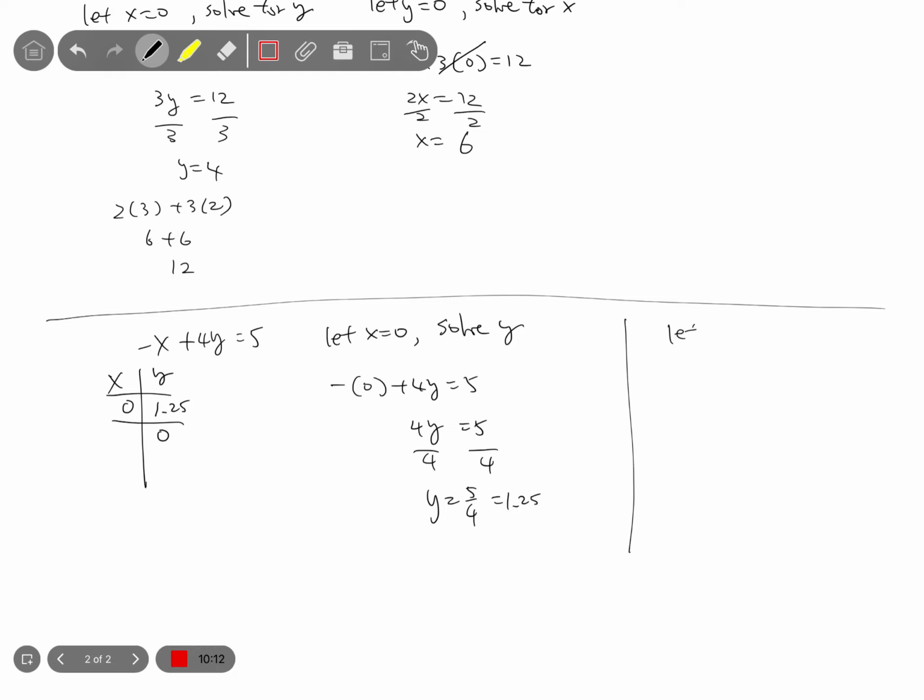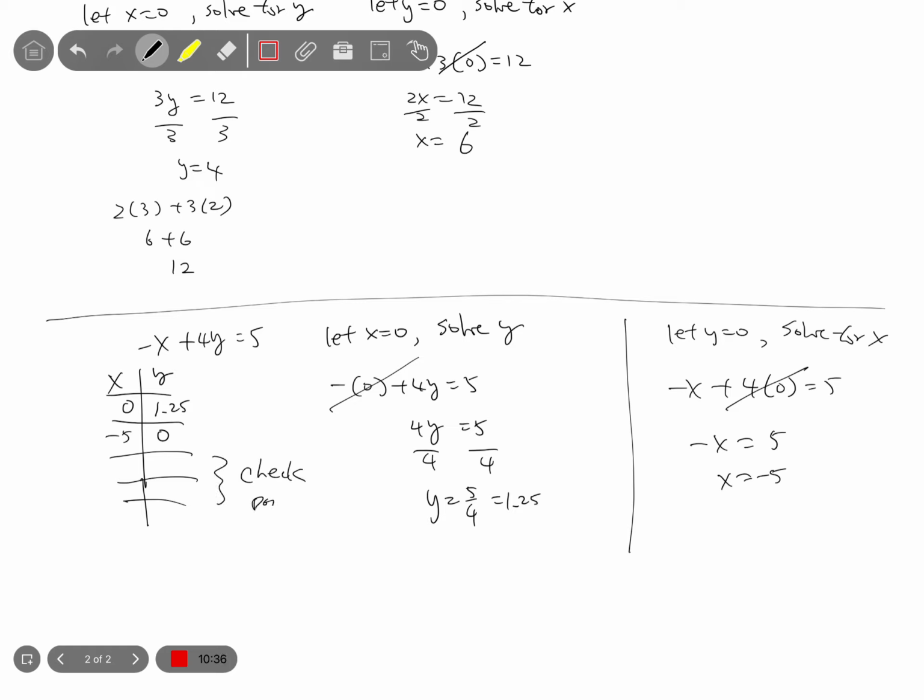Now this time let y equal 0 and solve for x. Which means you have negative x plus 4 times 0 equals 5. 4 times 0 cancels out. You get negative x equals 5, so x equals negative 5. Okay. So now let's figure out a couple of checkpoints. Hopefully we can pick out some checkpoints that are integers, right? The x and y are integers.